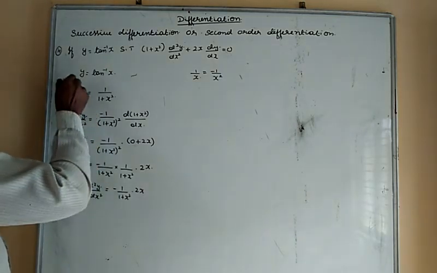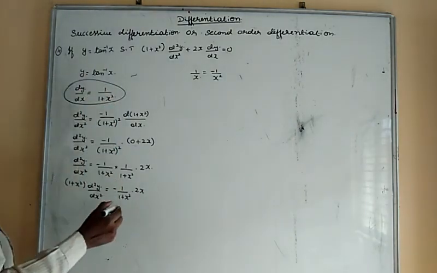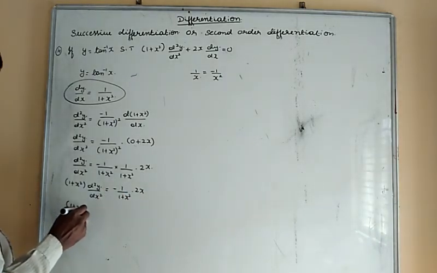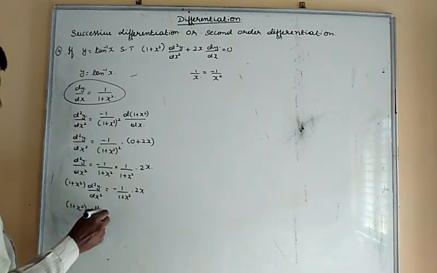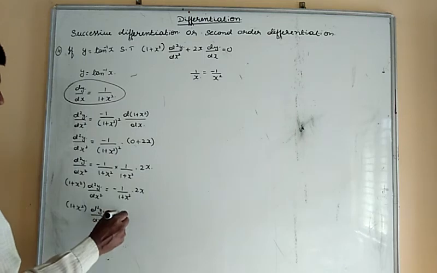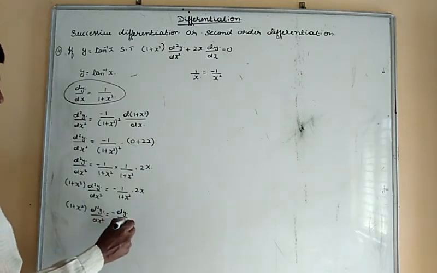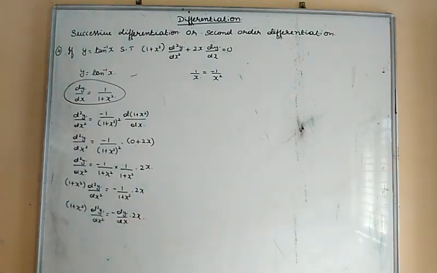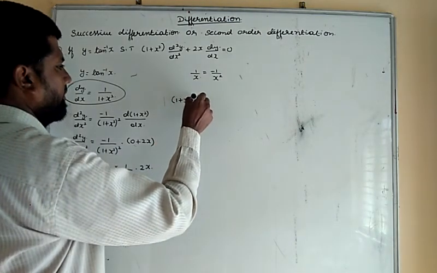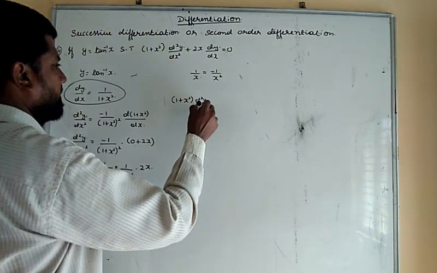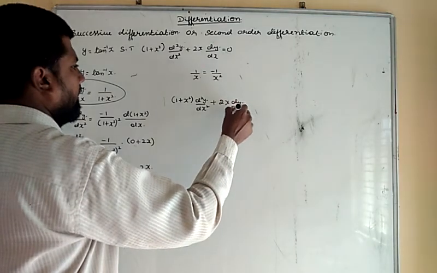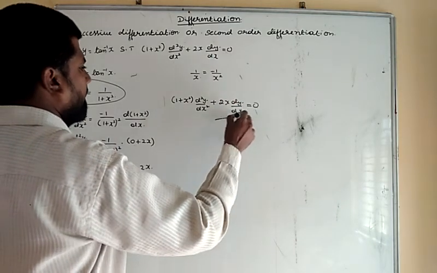So here dy by dx means 1 by 1 plus x square is there. So let us substitute: 1 by 1 plus x square can be written as dy by dx into 2x. So shift to the left, then 1 plus x square into d square y by dx square plus 2x into dy by dx is equal to 0. So this is the answer.